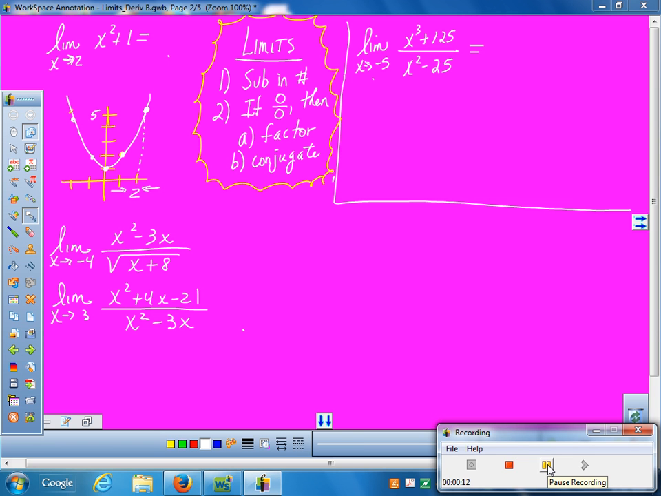Normally when you're presented with a limit problem, it'll be like this one up here in the top left. X approaches 2, and they'll give you the actual function. So the question is, if they actually give you the function, how do you find the limit?